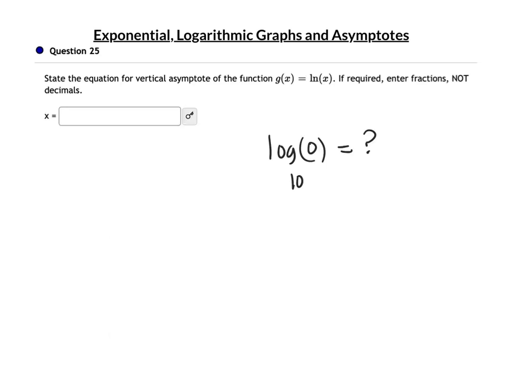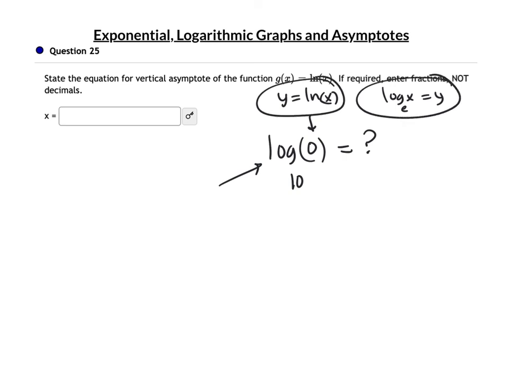For question 25, our equation is the natural log of x. That's the same thing as the log base e of x. No difference. Let's take a look at a simple example here. I just want to point out why you have an asymptote at x equals 0 for the log function. It's that y-axis. If I try to plug in x is 0 into any log equation, I've got a problem.